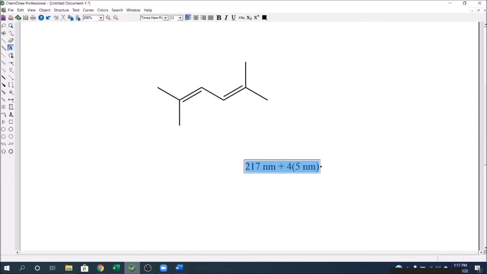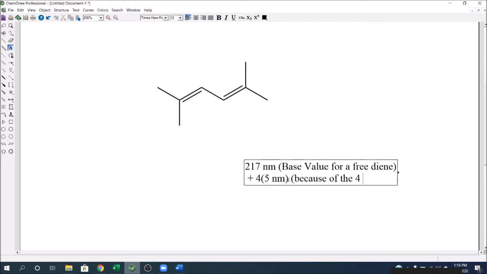So if I want to be more explicit about this, this is the base value for a free diene. And then we add in plus 4 times 5 nanometers because of the 4 alkyl bonds. And so this gives us a total of 217 plus 20, or 237 nanometers. That's our final answer.